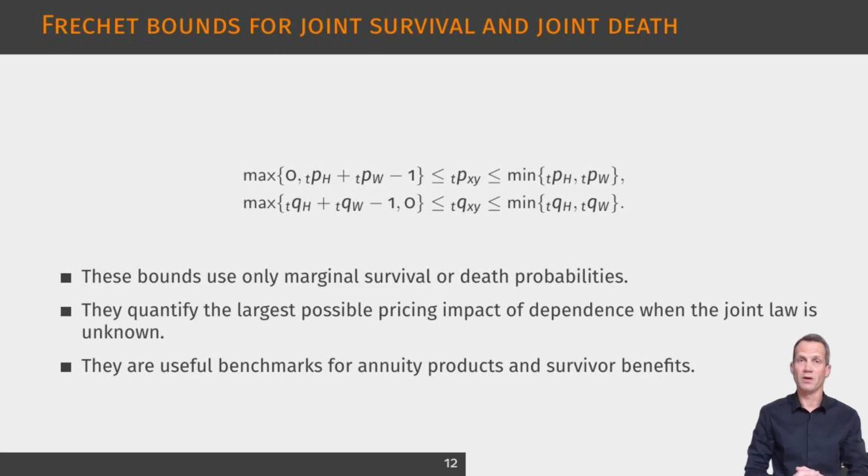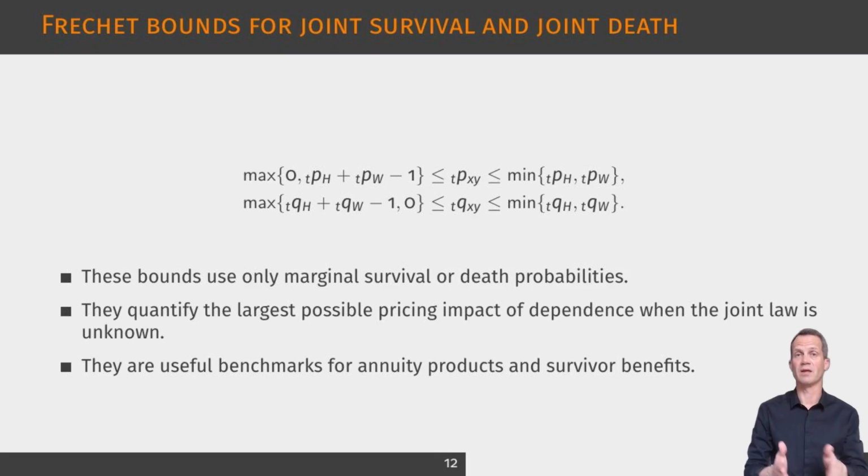These bounds are useful because they describe the largest possible range for joint probabilities when the marginal laws are fixed but the dependent structure is unknown. In the chapter, they provide a benchmark for the pricing impact of deviations from independence. They also help interpret the position of the Markov model relative to the independence case. Under the widowhood effect, the probability that both spouses are alive tends to be larger than the independent product, while the probability that both have died can also exceed the independent benchmark in a way that affects second death products.